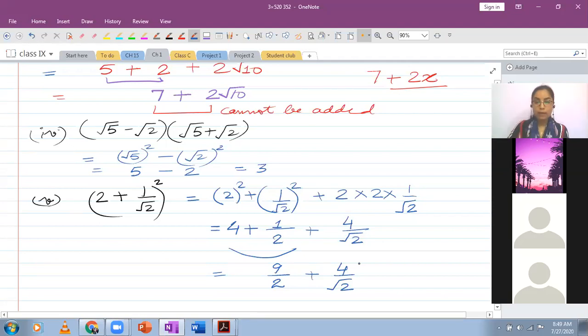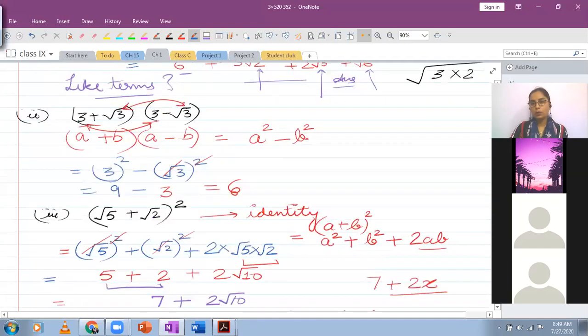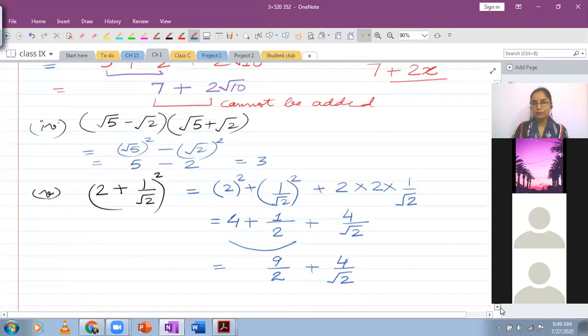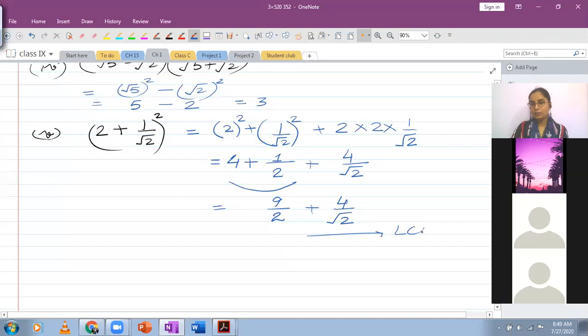I would like to come back to this question once we have done the last part where we learn how we can simplify this further, how this type of expression can be simplified further. We can take LCM here, just to give you a clue here. We can take LCM here and then we can simplify if we want.